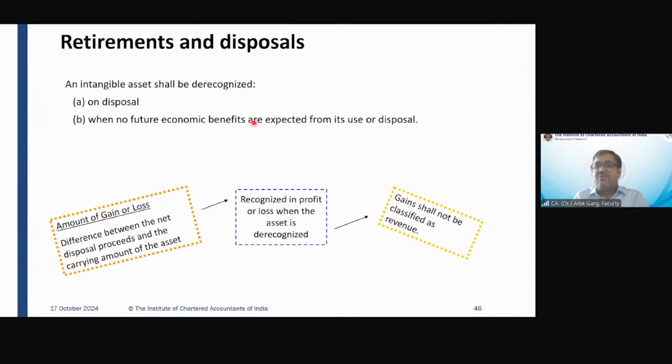Retirement and disposal. Now coming to the end of the life of intangible asset. Intangible asset has to be derecognized when it is actually sold, when it is actually disposed of, or when future economic benefit is not expected from the use or disposal. If there is any gain or loss, where will that gain or loss go? In the revenue? No. If there is any gain, it goes to other income. If loss, other expenses.